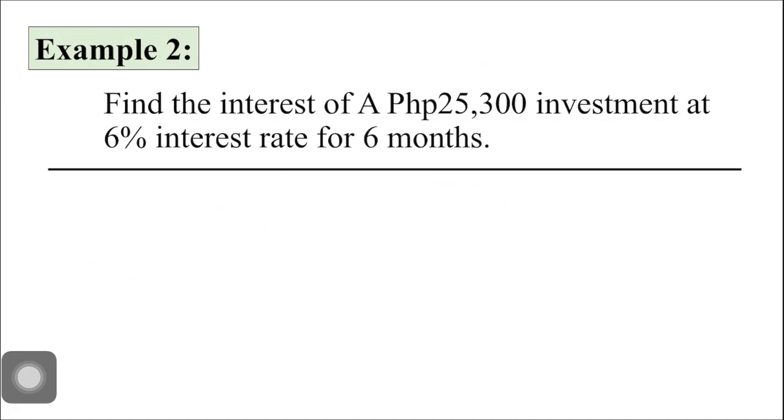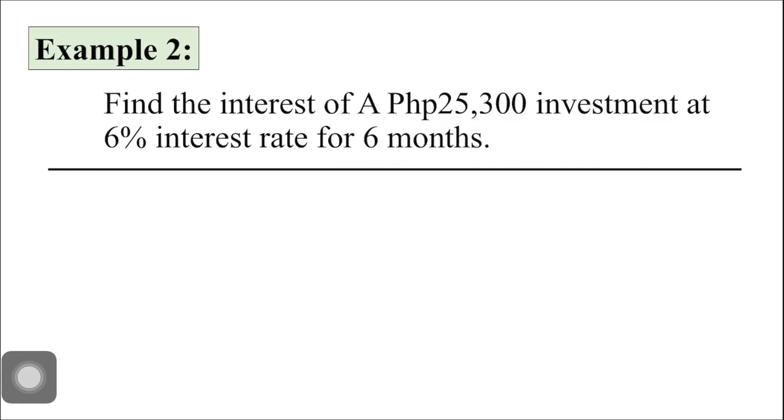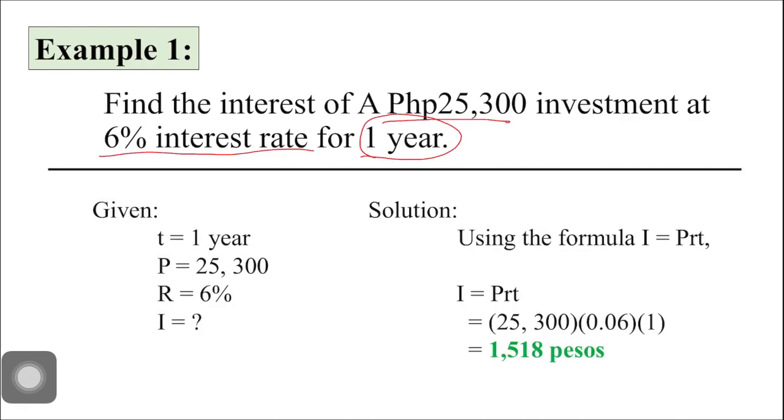Sample number 2. Find the interest of a 25,300 investment at 6% interest rate for 6 months. This is just the same as example number 1: the same principal and the same interest rate. The only difference is the time, or the T. In example number 2, the time is 6 months.